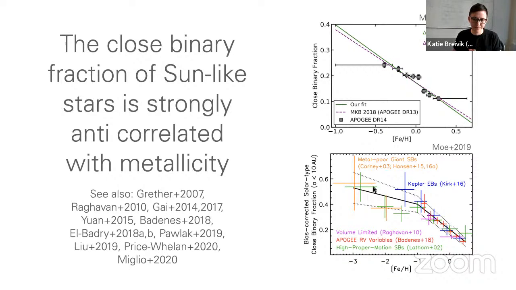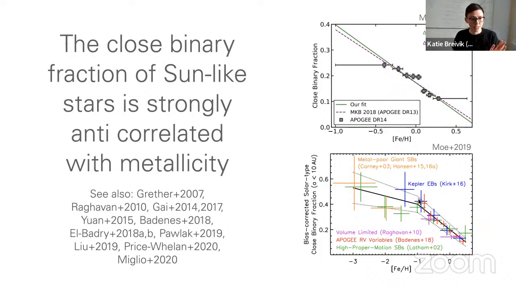So you can view it from two different lenses. This is Max Moe's paper and Christine Mazzola's paper. And what you see here is that at low metallicities, the idea of a 50% binary fraction isn't completely wild. It seems fine. But at near solar metallicities, the binary fraction is actually closer to something like 15%.